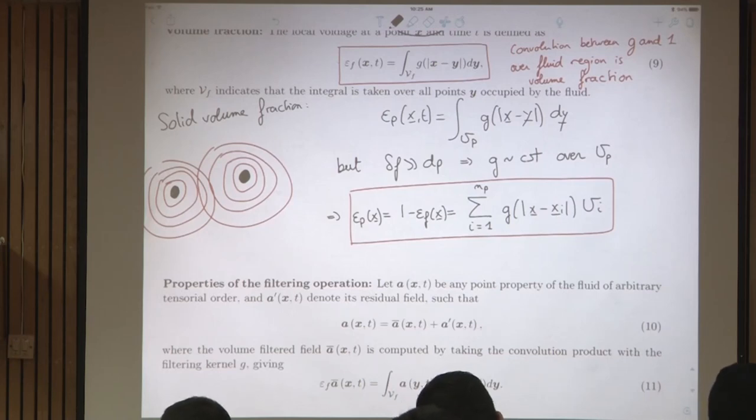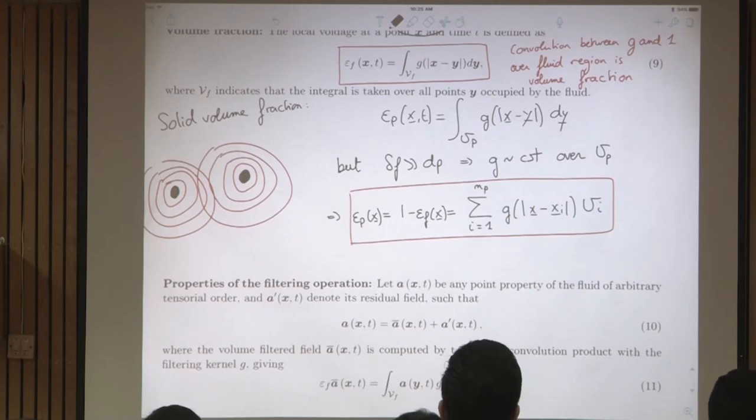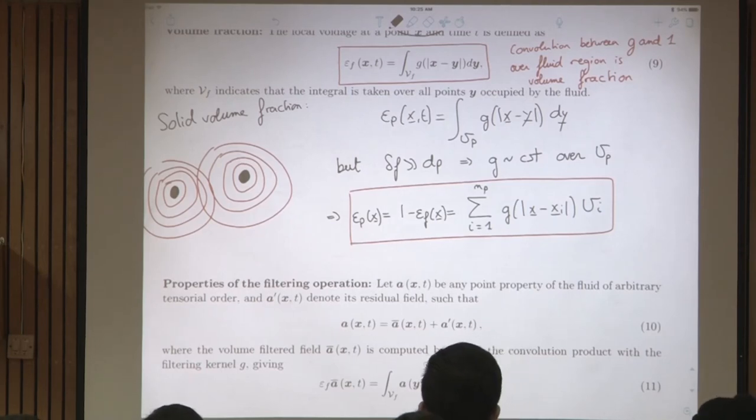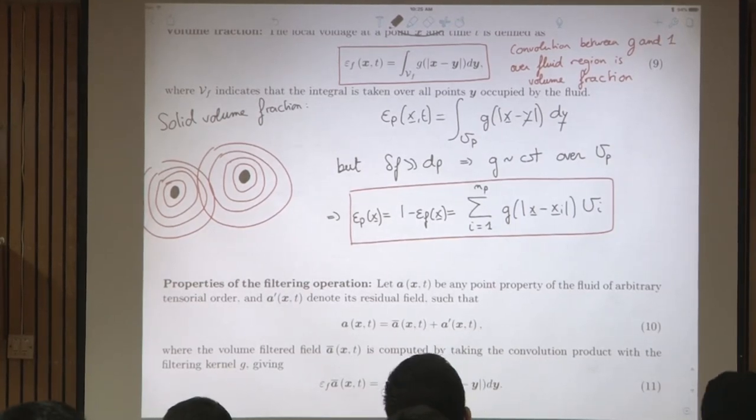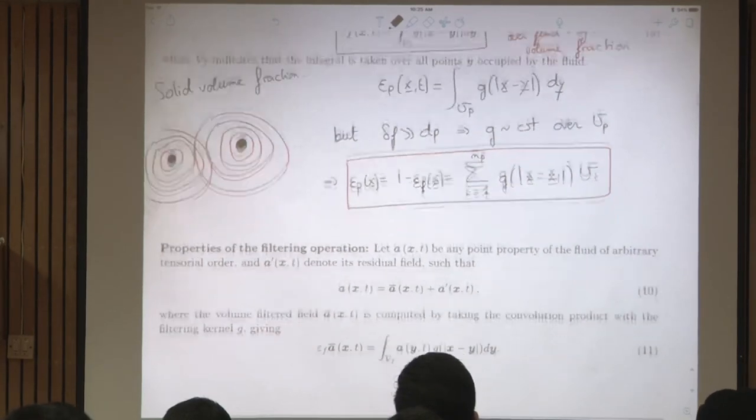Provided the filter is large compared to the particle, this is going to be a good approximation. Okay, so now we know what our volume fraction is in this framework. Well, now we can essentially unroll everything, and that's going to be potentially a bit tedious, so I'll try to take a few shortcuts here and there.